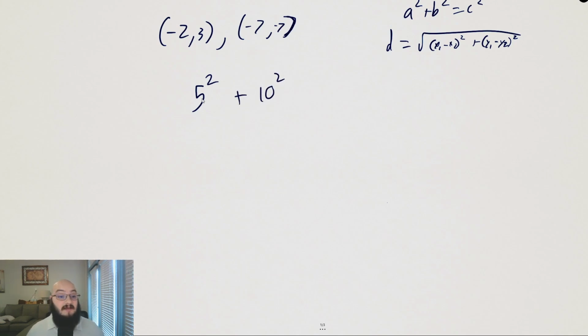So I need to square that 10. 5 squared is 25. 10 squared is 100. Adding those together, I get 125. And finally, that is equal to my c squared.